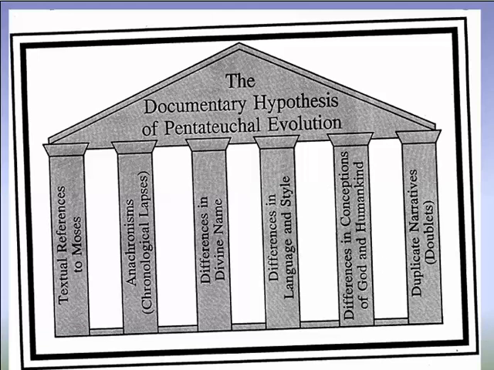Another pillar is the reference to anachronisms. These are chronological lapses. So you've got reference in Genesis 21 and Genesis 26 to camels, which we all know were not domesticated until after 1000 BC. Yet what we find is that camels have recently shown up in cuneiform tablets dated back to 18th century BC.